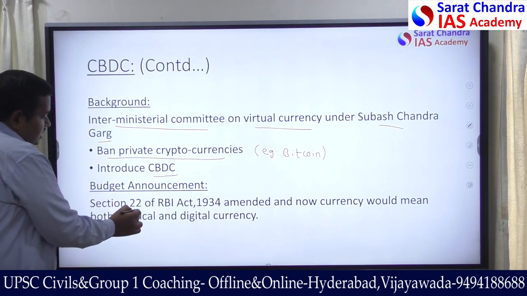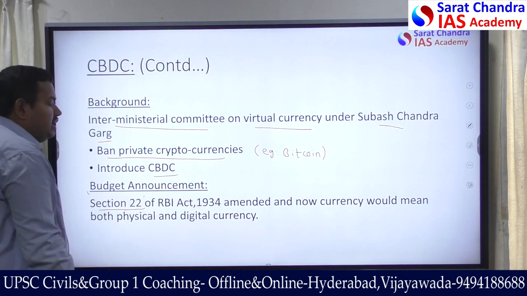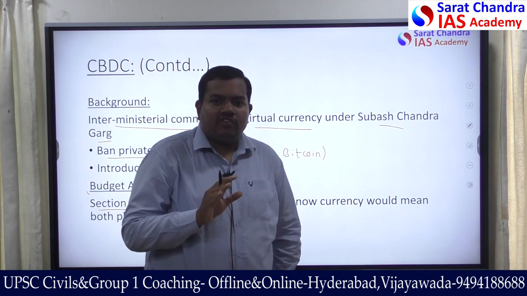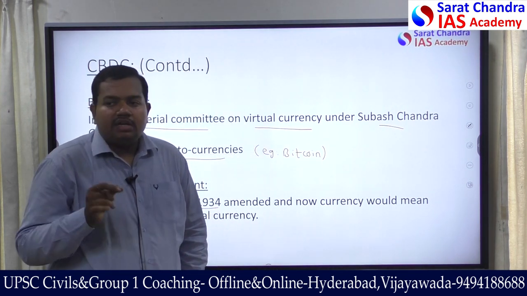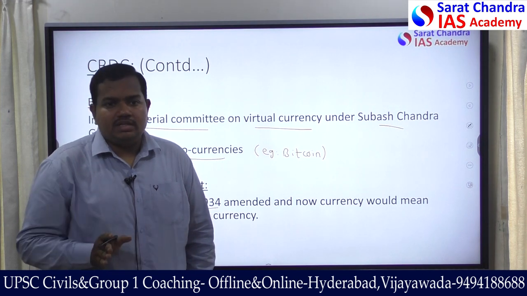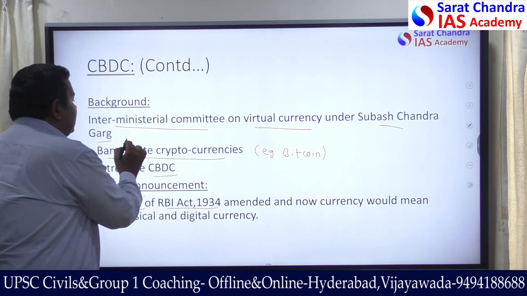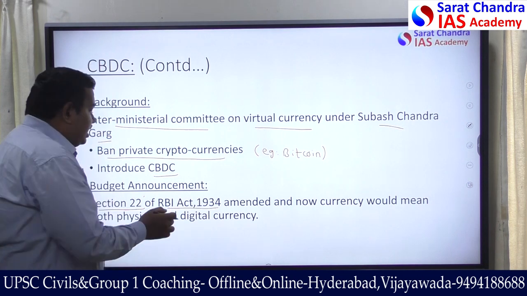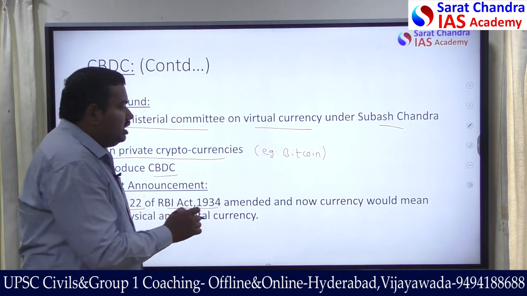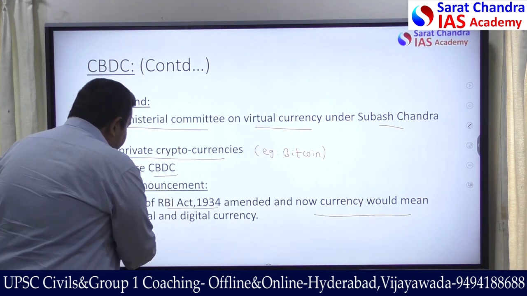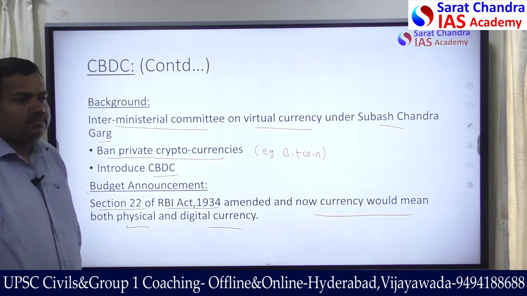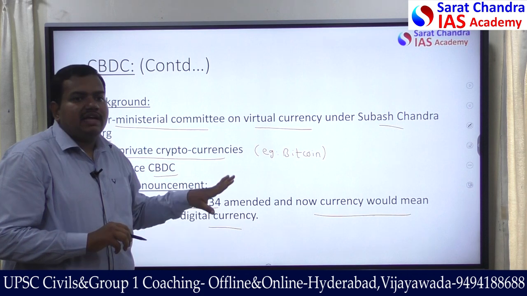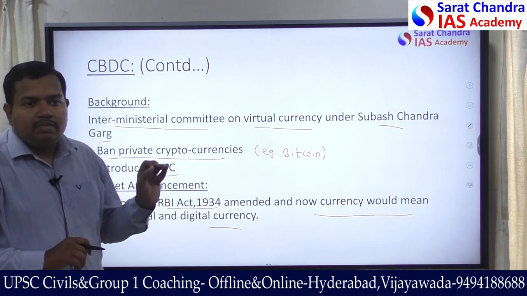So what is the budget announcement? Section 22, this is important. Section 22 of RBI Act 1934 was amended. So under Section 22 of RBI Act, a currency is defined. So till now, currency means what? Only notes and coins. But now if we have to include central bank digital currency as a currency, we have to amend the RBI Act. So by amending Section 22 of RBI Act 1934, now currency would mean both physical and digital currency. Earlier, only physical currency. Now we are also going to include digital currency as an official currency under RBI Act. Fine.